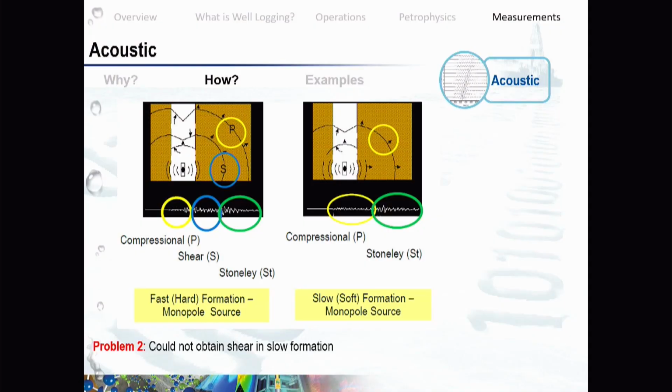But in the case of soft formation, we use the term slow formation. It means its mineralogy is such that the sound wave takes a longer time to travel. So the delta time will be higher and velocity will be less. That's what we call slow formation. In slow formation, the monopole source, meaning the source which sends the sound waves all around the borehole in all directions, may not be enough to receive, particularly, shear data.